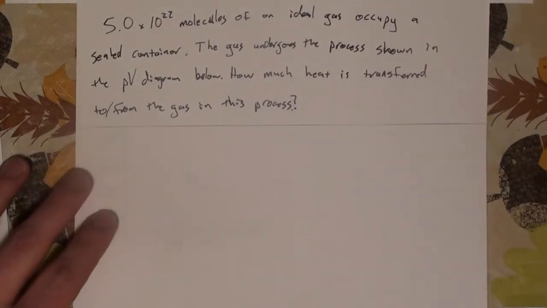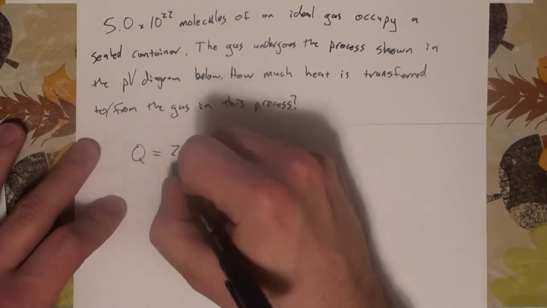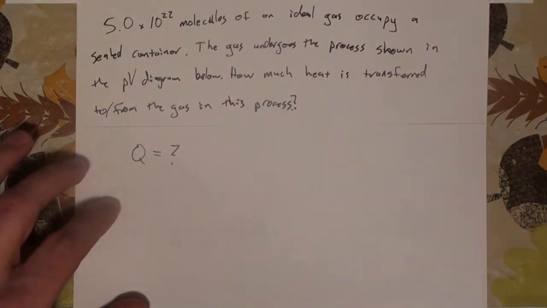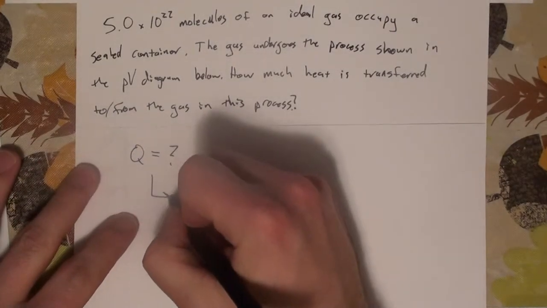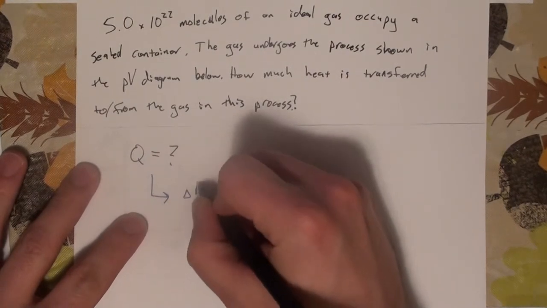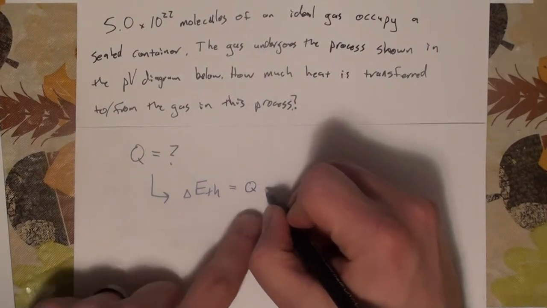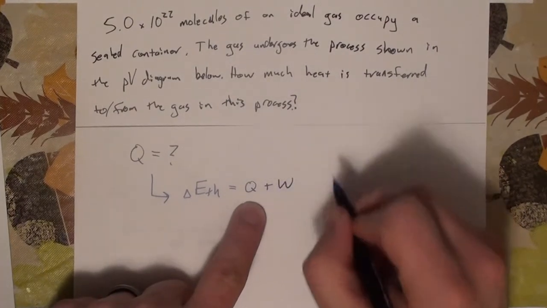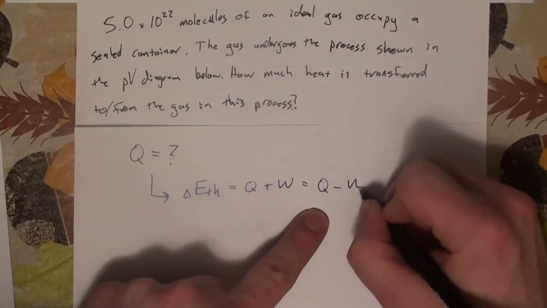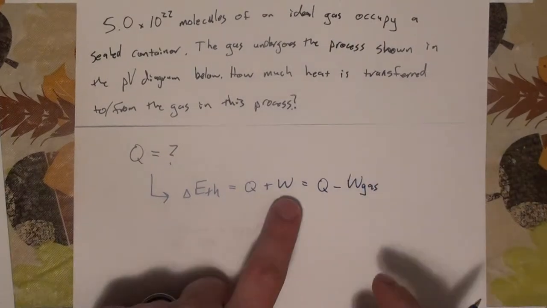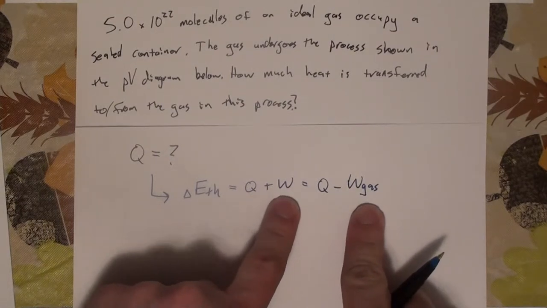So I want to sketch out our approach. We're looking for Q. Right? Q equals what? We can relate Q to the first law of thermodynamics, where delta E thermal equals Q, the heat added to the system, plus the work done on the system. Or we could write this as Q minus the work done by the gas. Remember, the work done on the gas and the work done by the gas are the same, but they have different signs.